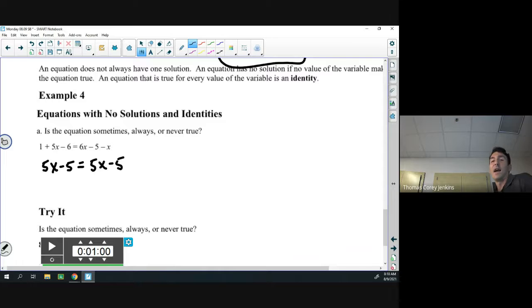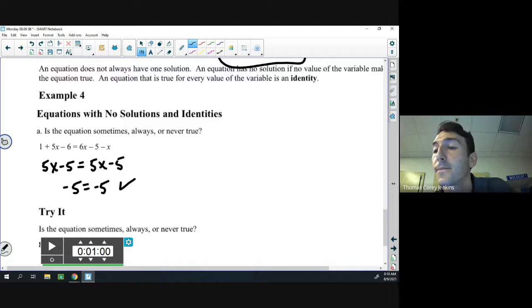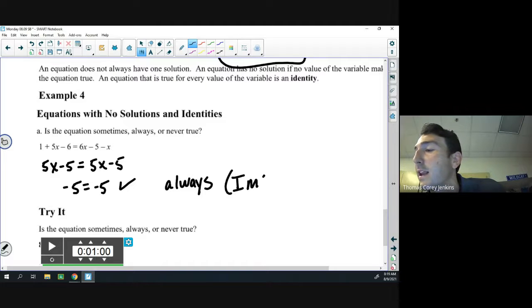That's going to be always. That's the language they use here. My preference is infinitely many solutions, but yeah, this would be always true. Now, if you have to show another line of work, what we want to do there is say, okay, we're going to subtract 5x from both sides, so that's going to leave me with -5 equals -5, which is always true. So to answer the question in their form, always, but usually we say that's infinitely many solutions, IMS for sure.